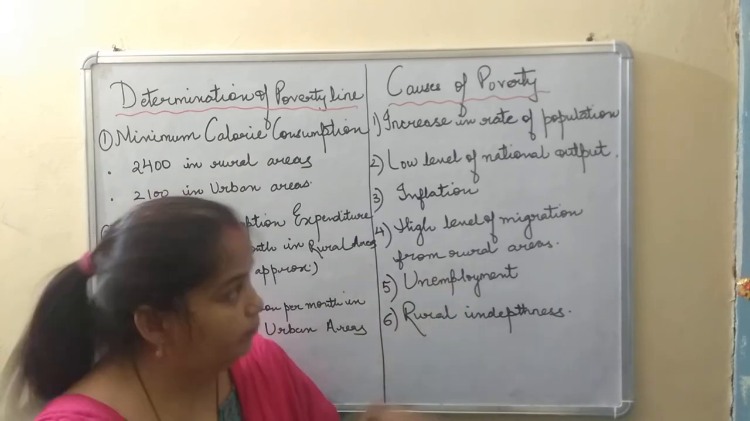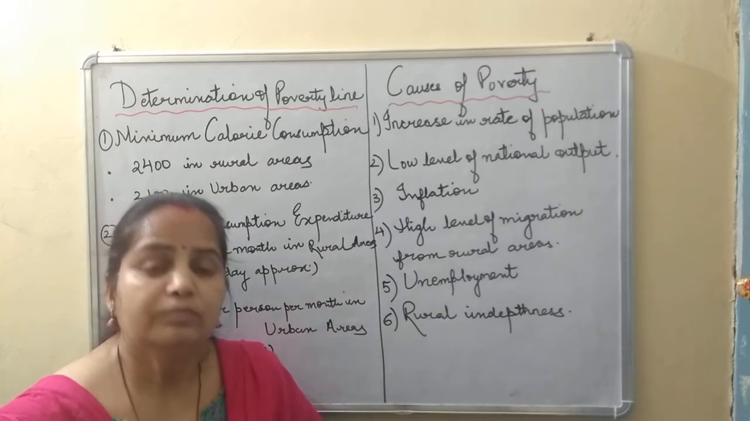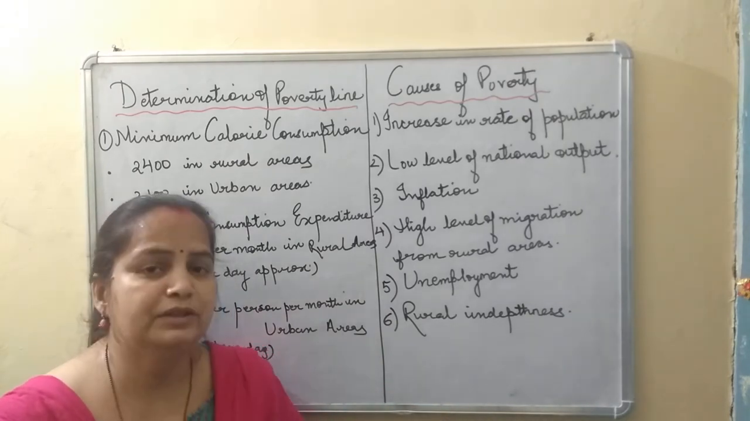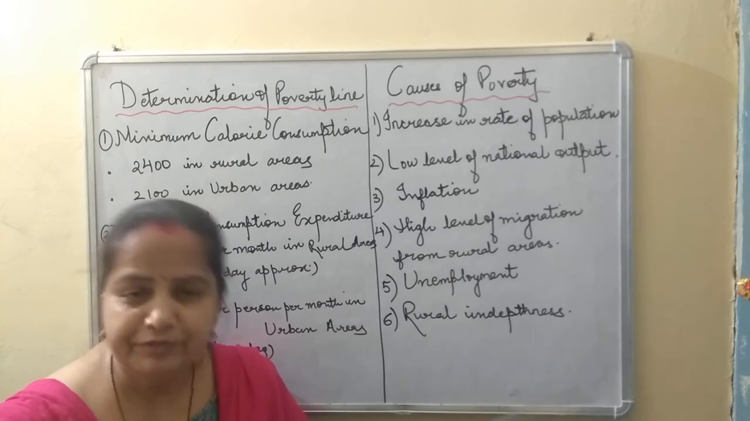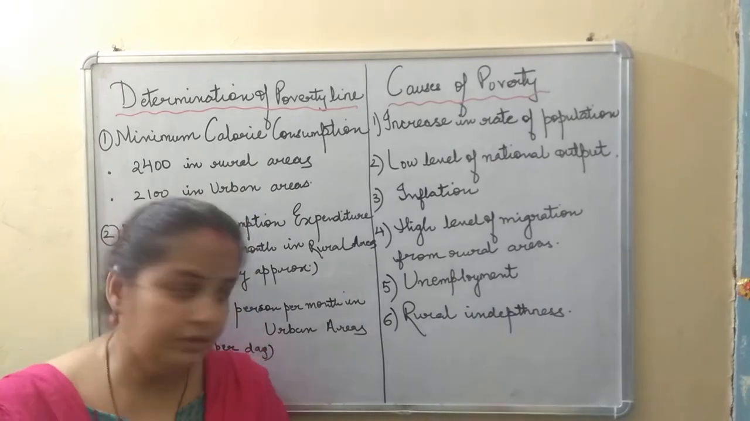And again, unemployment is connected over here with what? Population. More number of people are there, that much number of people are not able to educate themselves. If they are not educated, they are not getting jobs. This is the reason of poverty.